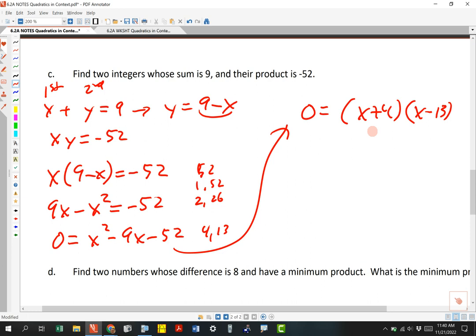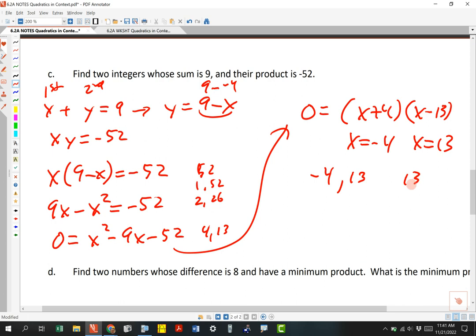There you are. Thanks. So this is going to be negative 4, and this one's going to be 13. And it just says find two integers whose sum is positive 9. So let's take a look at this. If the first one is negative 4, I plug this in right here. This would be 9 minus 4. So that would be 13.